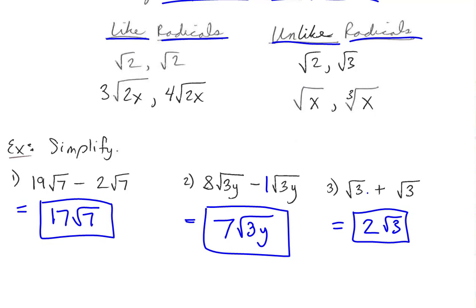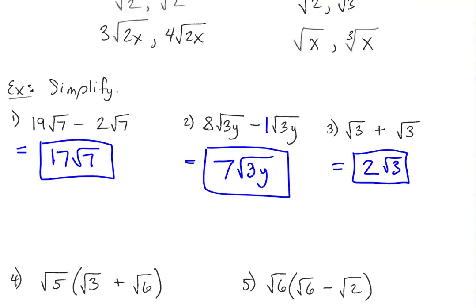One thing to note about this, when we're adding like radicals, we do not add the radicands. So it is not okay to say that the square root of 3 plus the square root of 3 is the square root of 6. That is not the case. You do not add the radicands together. We simply add the coefficients that are in front of each term that is a radical, as we've been doing in all of these examples.